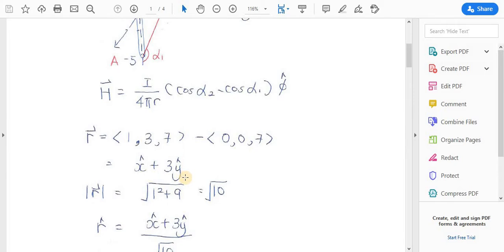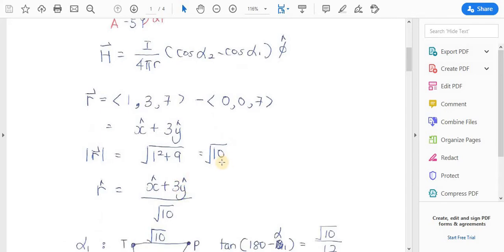After you find your vector R, you can proceed to find the magnitude of vector R, which is square root 10, by taking 1 squared plus 3 squared. After you get the magnitude, the next step is to find the unit vector R. The unit vector R is vector R divided by its magnitude. So you have settled the magnitude of R, which is equivalent to square root 10.